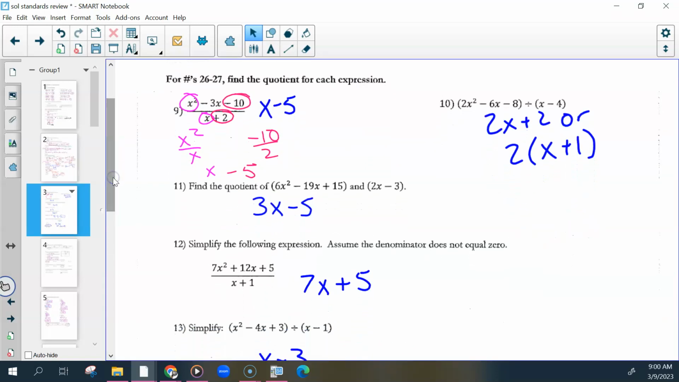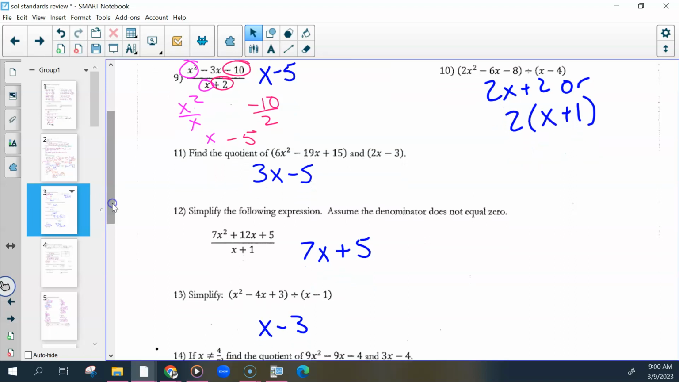Write down the answers. I'm going to show you how we found these answers. So the things in blue are the answers. So for 9, x minus 5. 10, you can write either or, 2x plus 2, or 2 in parentheses, x plus 1. 11, 3x minus 5. 12, 7x plus 5. 13, x minus 3.